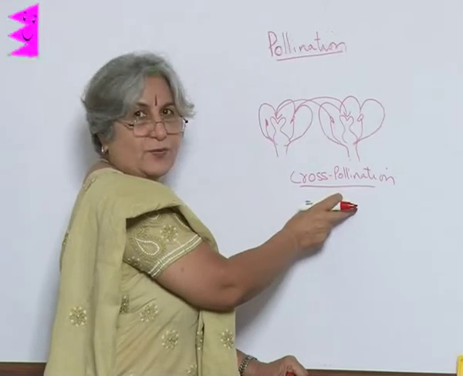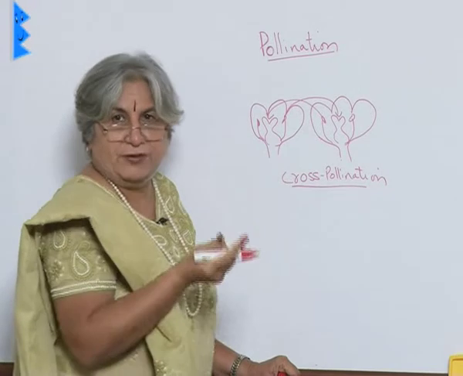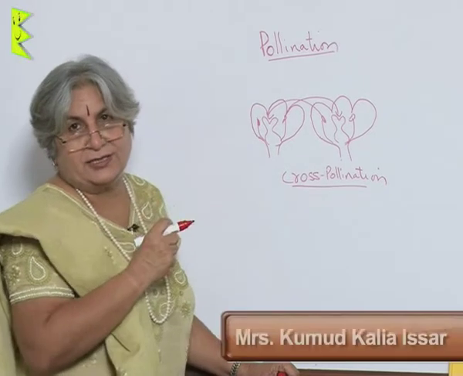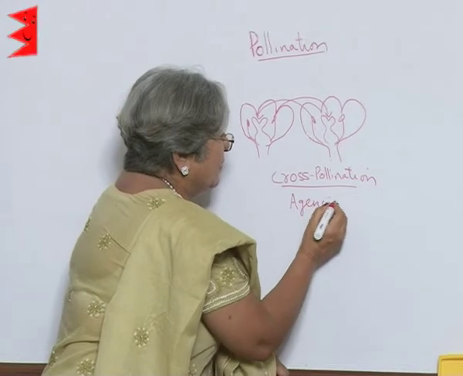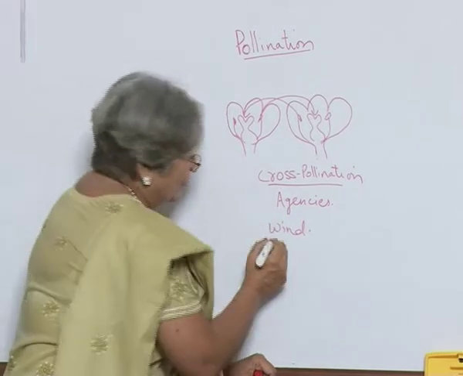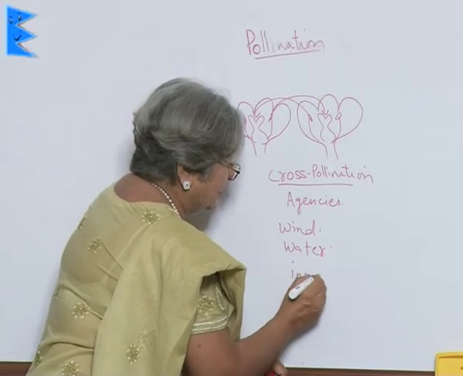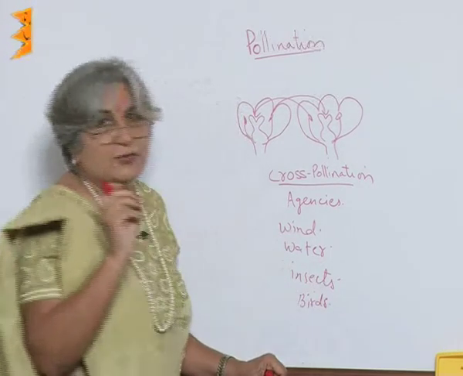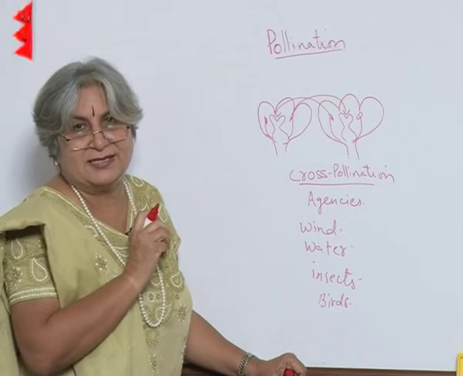So, in the case of cross pollination, the pollen grains fall on the stigma of another flower. It could be of same plant or another plant, and obviously some transportation is involved in it. So, the agencies for cross pollination are wind, and what about aquatic plants? Water, insects and even birds. You know, the smallest bird, the hummingbird, is able to perform cross pollination when it sucks nectar.